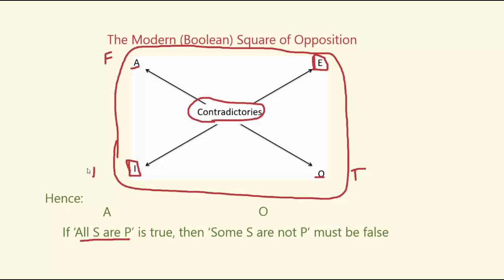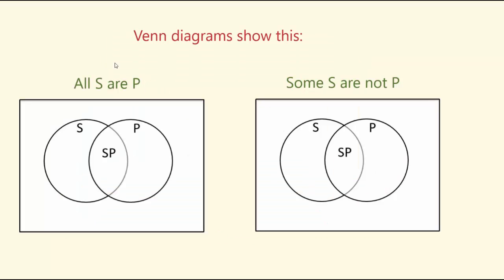And if it's true that some S are P, it's got to be false that no S are P. And if we plug in the false up here, then we've got to get the T down here. So our Boolean square of opposition tells us that these propositions are contradictory. And we can actually see this by making Venn diagrams.